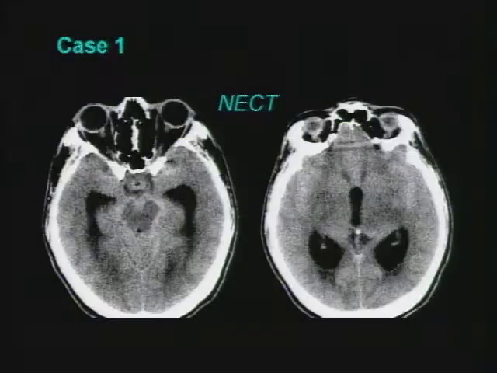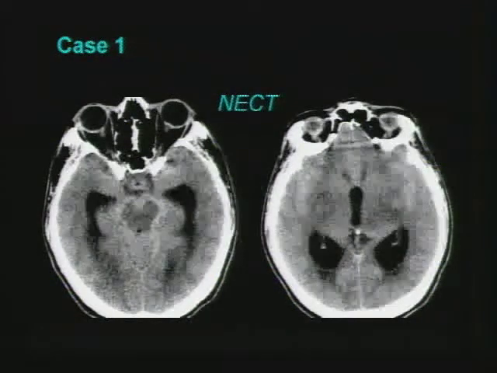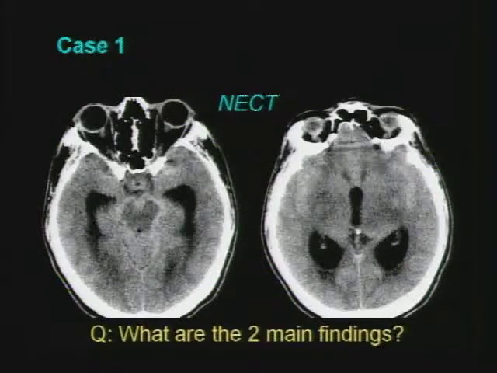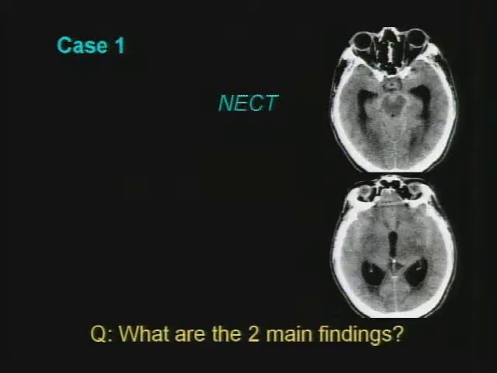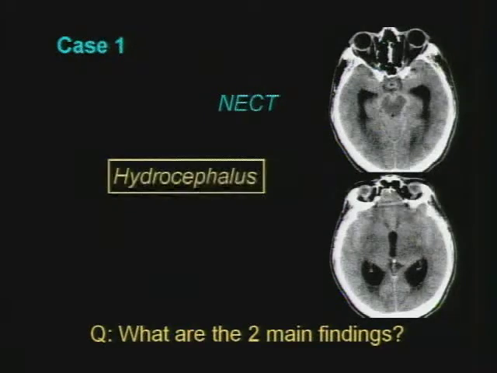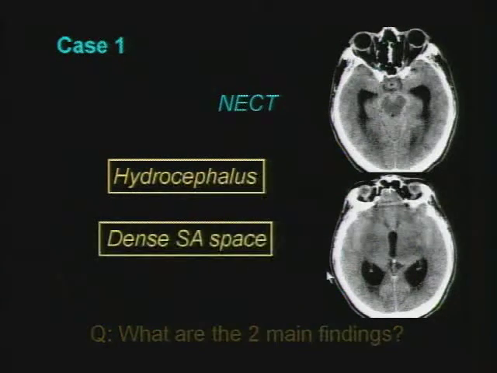And these are the non-contrast CT images that came up on our scanner. So there's no contrast enhancement on these images. And just to start out, if you're given this case, what are the 2 main findings that you see here? I think it's kind of straightforward. There are 2 big findings here. There's hydrocephalus. There's clearly dilatation of the temporal horns of the lateral ventricles and the third ventricle. And the other finding is this very dense appearance to the subarachnoid space.